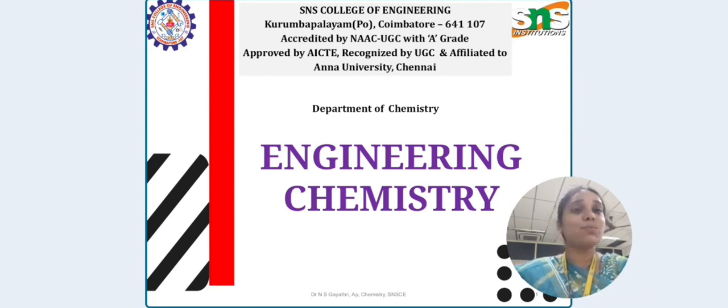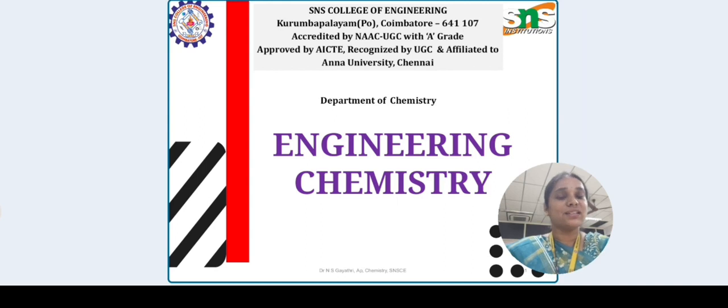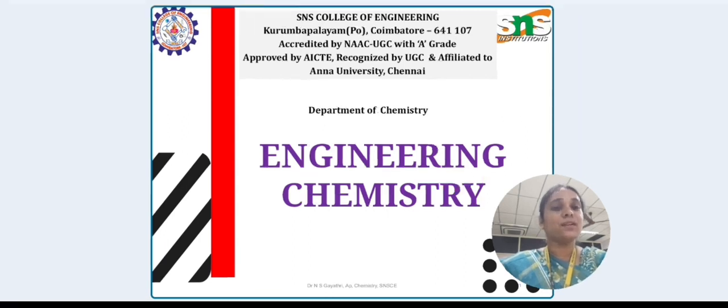Today we are going to see about electrochemistry. It is a branch of chemistry in which chemical reaction is converted into electrical energy, or electrical energy into chemical energy. The conductance, basic conductance and types of conductance we have seen in the previous videos. Here we are going to see about the galvanic cell. Let's move on to the topic.